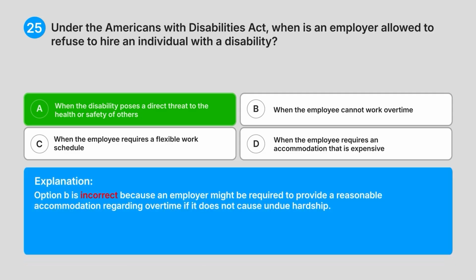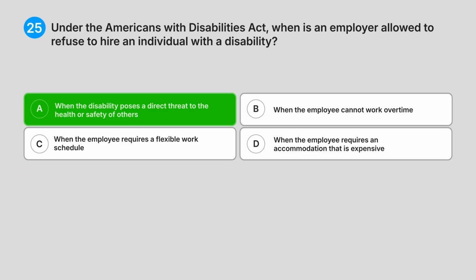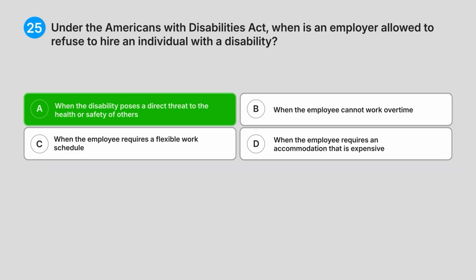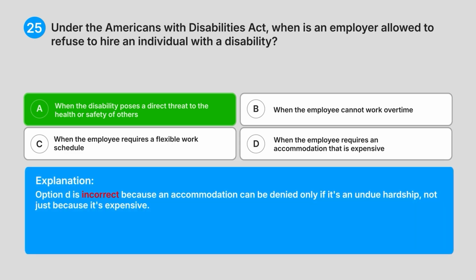Option B is incorrect because an employer might be required to provide a reasonable accommodation regarding overtime if it does not cause undue hardship. Option C is incorrect because requiring a flexible work schedule might be considered a reasonable accommodation if it does not cause undue hardship. Option D is incorrect because an accommodation can be denied only if it's an undue hardship, not just because it's expensive.